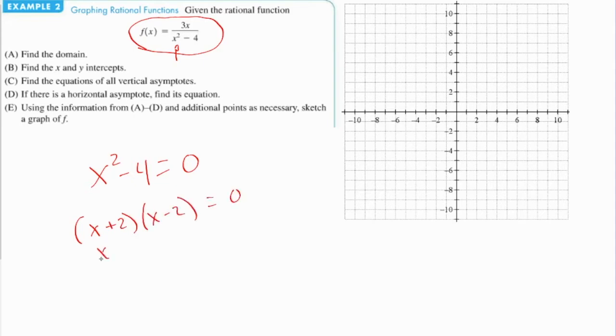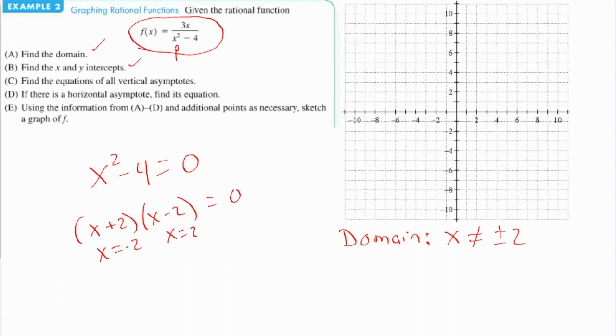And we see that when x is equal to negative 2 or when x is equal to 2, we'll get a 0. So the domain is x not equal to plus or minus 2. And again, that means x can be all real numbers except 2 or negative 2.